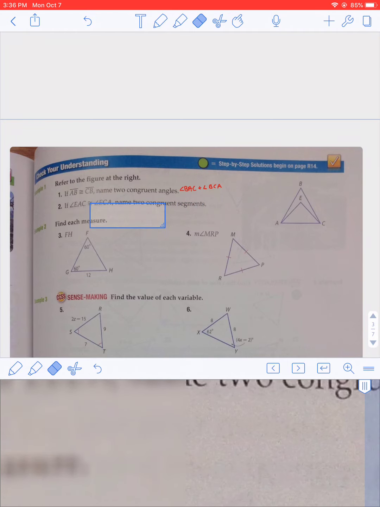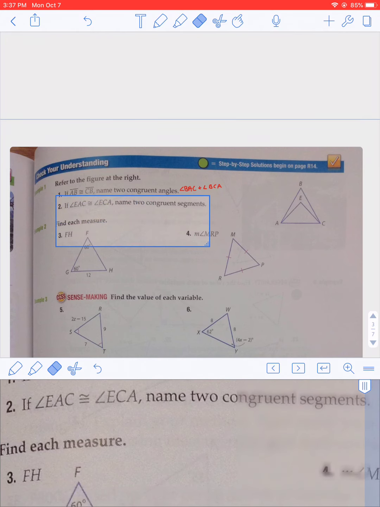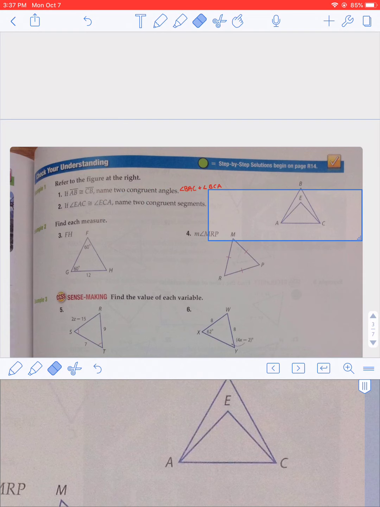All right, so now we're going to go on to number 2. Number 2 says, if angle EAC, so again, you know how I like to mark things, angle EAC is congruent to ECA. So that means this little angle here and this little angle here are congruent to each other. So they said name 2 congruent segments. So we know that if we have 2 angles that are congruent, the opposite sides of those angles are congruent.